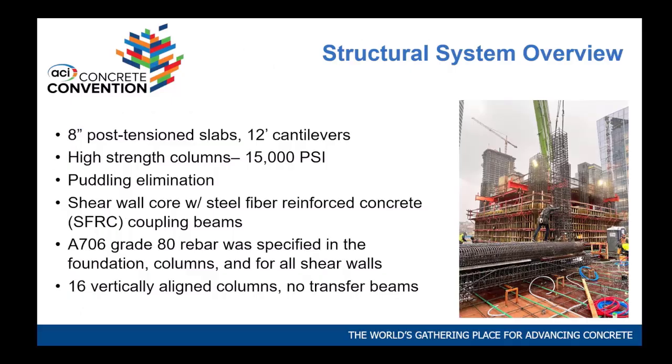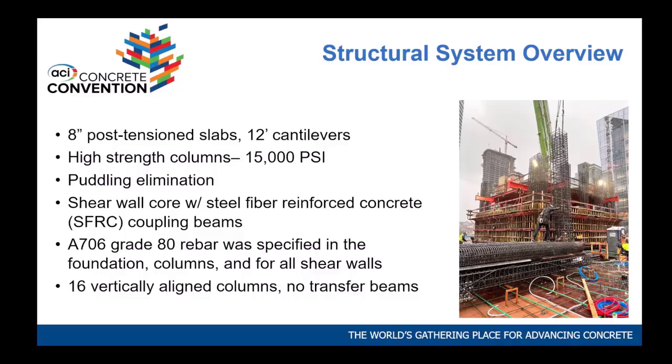A quick thing on the structural overview of the building: it has a lot of great innovations and buildable details throughout. We use 8-inch post-tension slabs, with spans of about 29 to 30 feet and cantilevers up to 12 feet without any drop heads. We use high-strength columns up to 15,000 PSI. That was a bit challenging because the building also was one of the first buildings of that size in the U.S. to use Type 1L cement, to reduce carbon footprint.